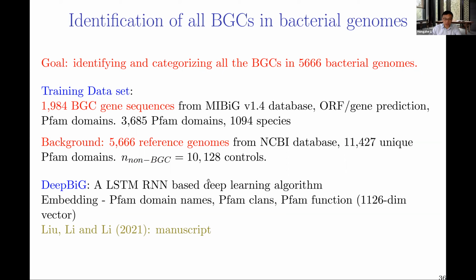And the actual algorithm we used is the so-called long short-term memory recurrent neural network. It's one type of deep learning algorithm that works pretty well when you have this sequence type of data, right? So you convert the data into a sequence of protein family domains. Those are basically a sequence of different names, different words. In order to run this deep learning algorithm, we need to embed all the information we know about those BGCs, including the protein family domain names, protein family clans, which group the protein family domains into different groups with similar function and similar structure, and also some description of the protein family function. So three types of information, and you can embed them using a numerical embedding, such as word-to-vec embedding.